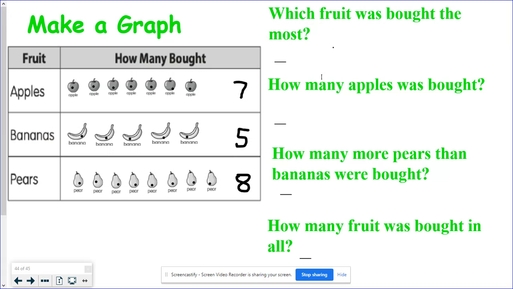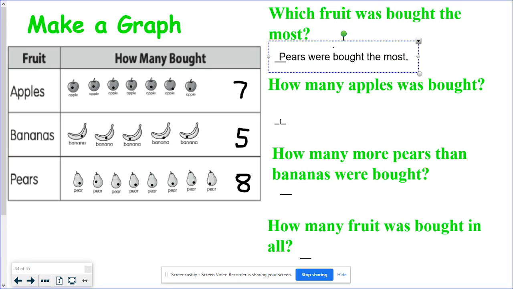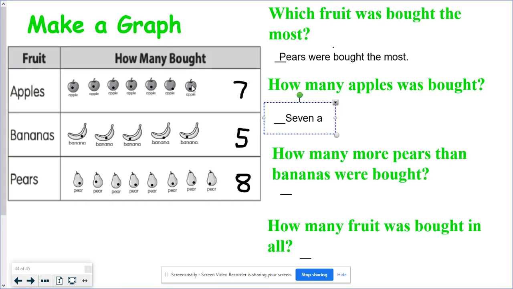The first question asks, which fruit was bought the most? So we go ahead and find the biggest number on here, which is 8, and that corresponds to pears. So we know that the pears were bought the most. Our next question asks, how many apples were bought? So we go over to the apples. We already counted them, but we can double check. 1, 2, 3, 4, 5, 6, 7, and we can say 7 apples were bought.